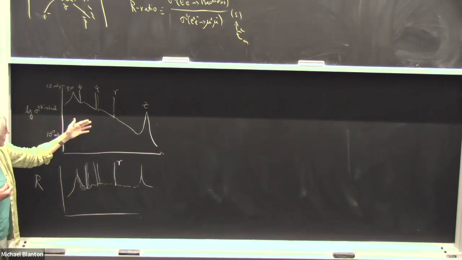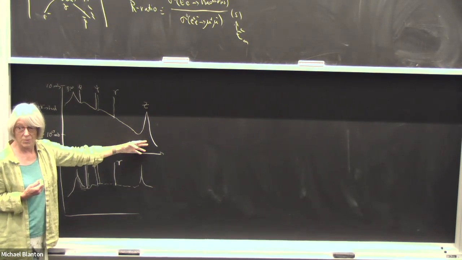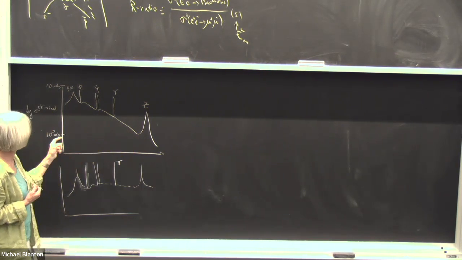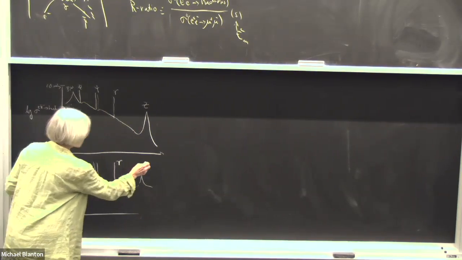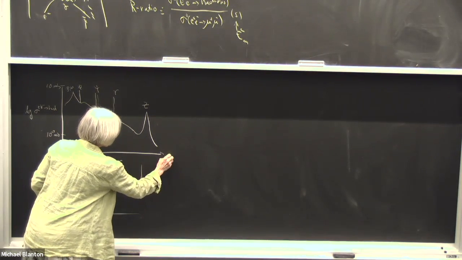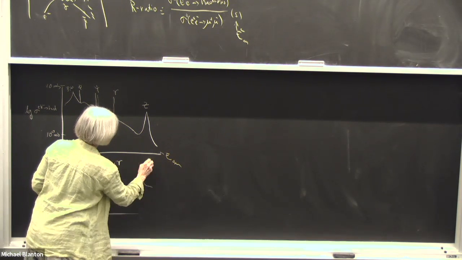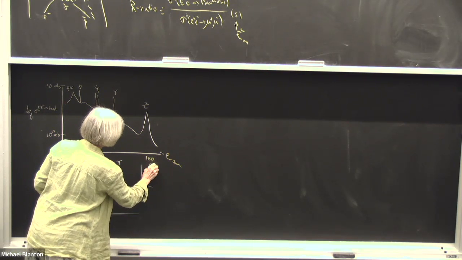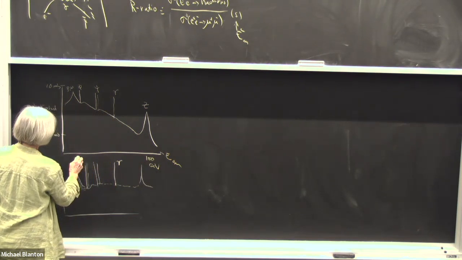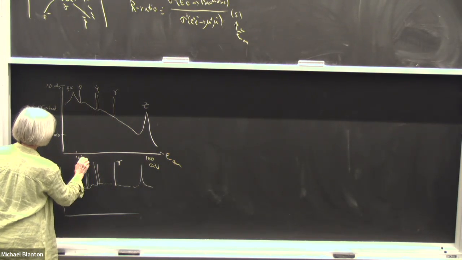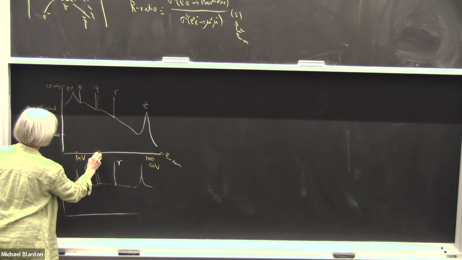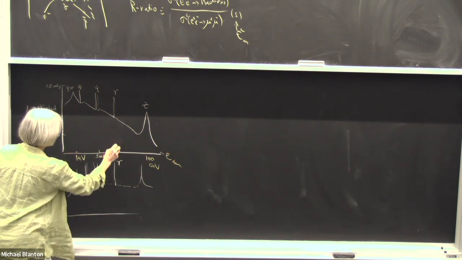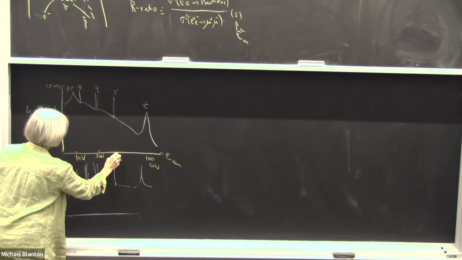And the Z boson, of course, and then it's down here, so it's many orders of magnitude change. This quantity is the center of mass energy, so the Z is around 100 GeV, these are around 1 GeV, and then the J/psi is at 3 GeV, and the epsilon is at about 10 GeV.